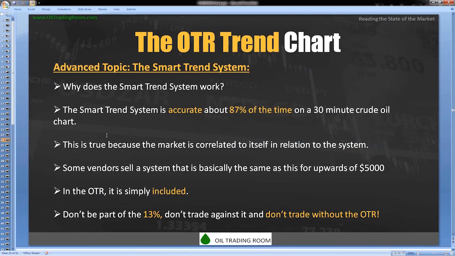So, why does the smart trend system work? The smart trend system is accurate about 87% of the time on a 30-minute crude oil chart. It's true because the market is correlated to itself in relation to the system. Some vendors charge $5,000 for this. In the oil trading room, it's simply included. Don't be part of the 13%. I laughed when I wrote that. Don't trade against it. Don't trade without the oil trading room.